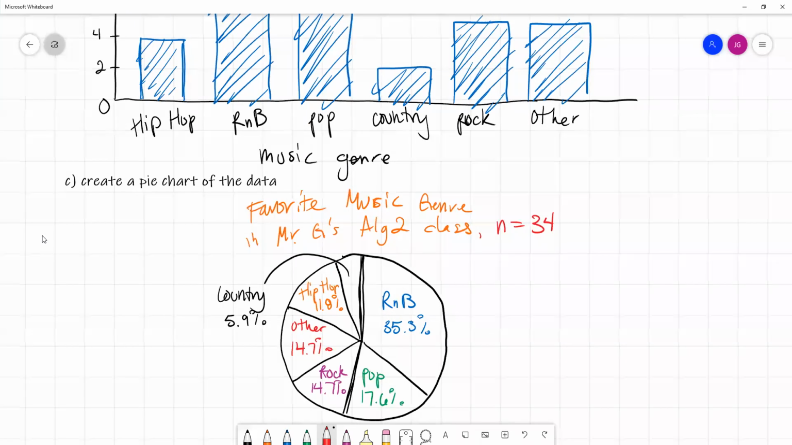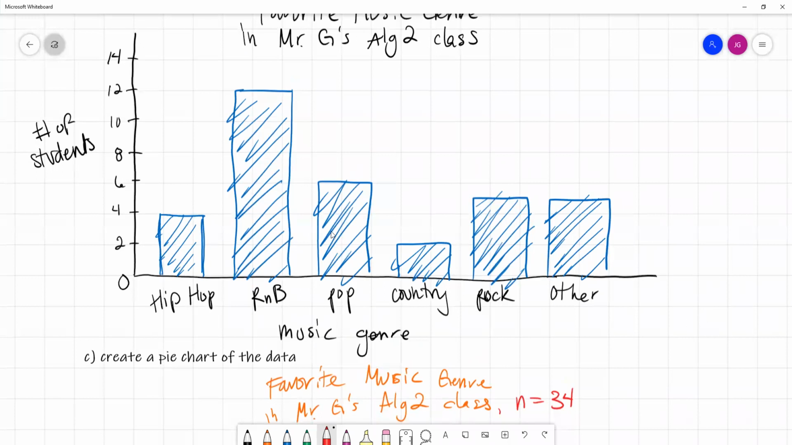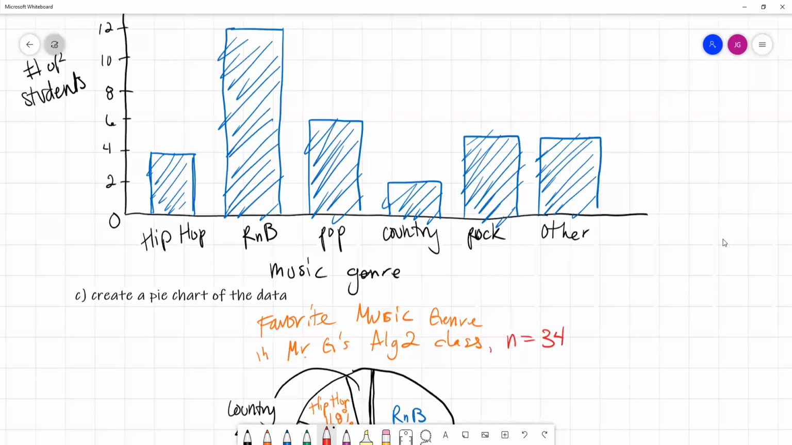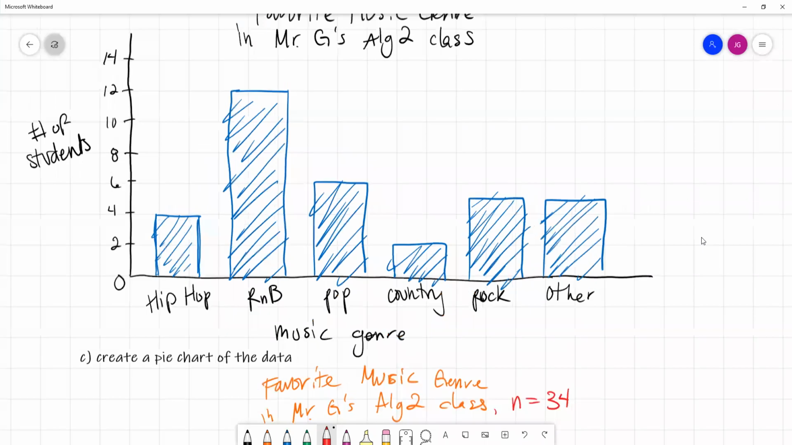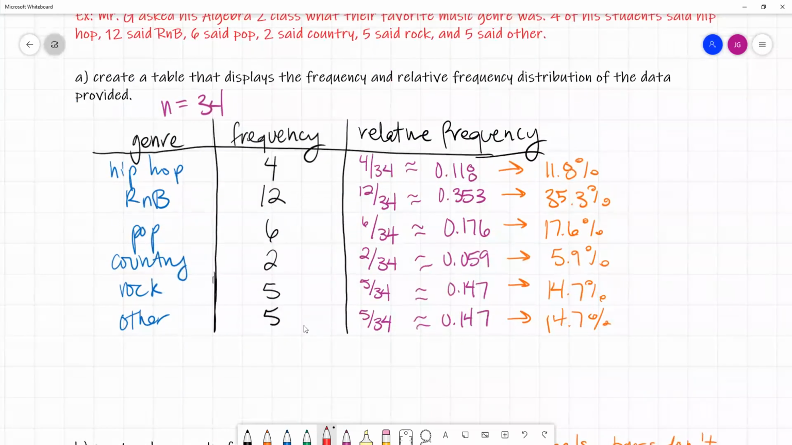Okay, so there is our qualitative data graphs, okay? Making sure you can make a bar graph and read one, and then making sure you can read a pie chart is kind of the goal, all right? And then also making these frequency, relative frequency tables.